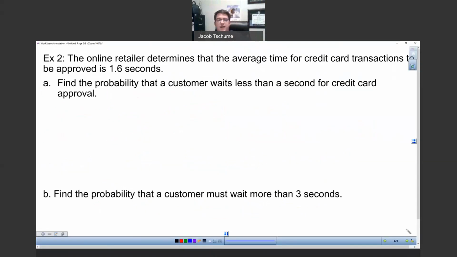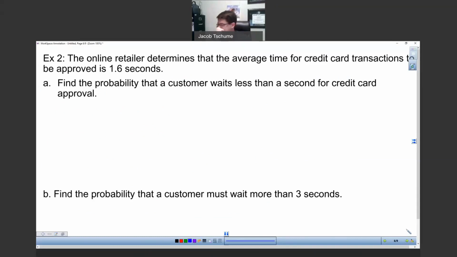All right, so let's do kind of the same idea. I just want to show you some different variations. So example number 2. The online retailer determines that the average time for credit card transactions to be approved is 1.6 seconds. That's pretty quick. So you swipe that credit card, you should be approved or declined in 1.6 seconds.